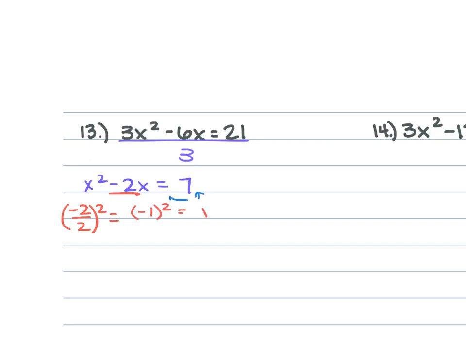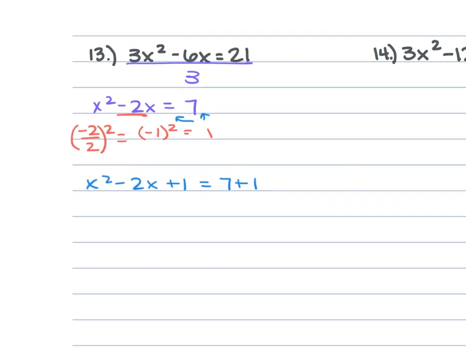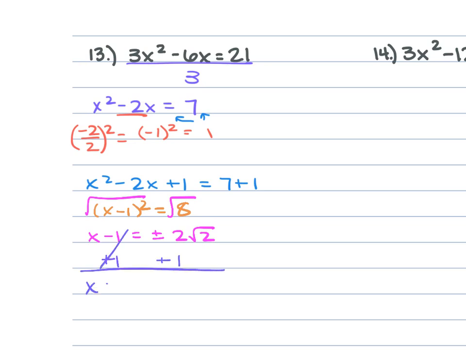We add it to both sides, so we have x squared minus 2x plus 1 is equal to 7 plus 1. Add the right side, factor the left, so x minus 1 squared is equal to 8. We're going to take the square root of both sides, so we have x minus 1 is equal to plus or minus 2 square root 2. Then from here, just add the 1 to both sides. We don't have like terms, so this is going to stay 1 plus or minus 2 square root 2.